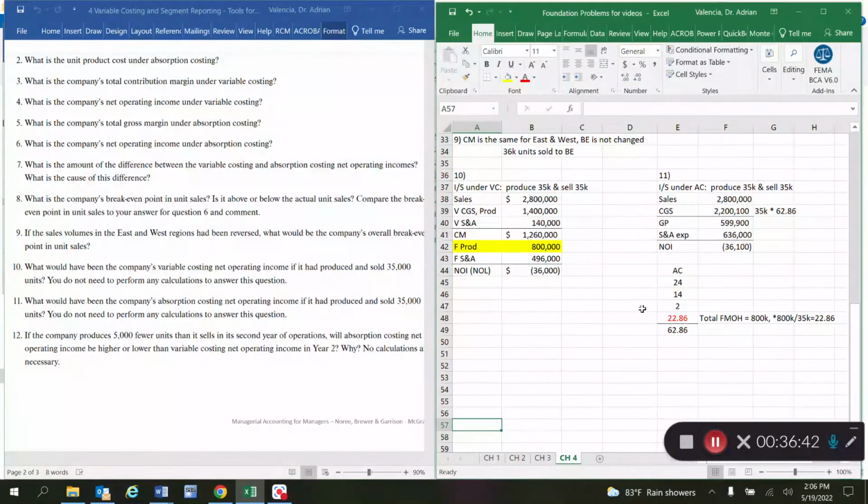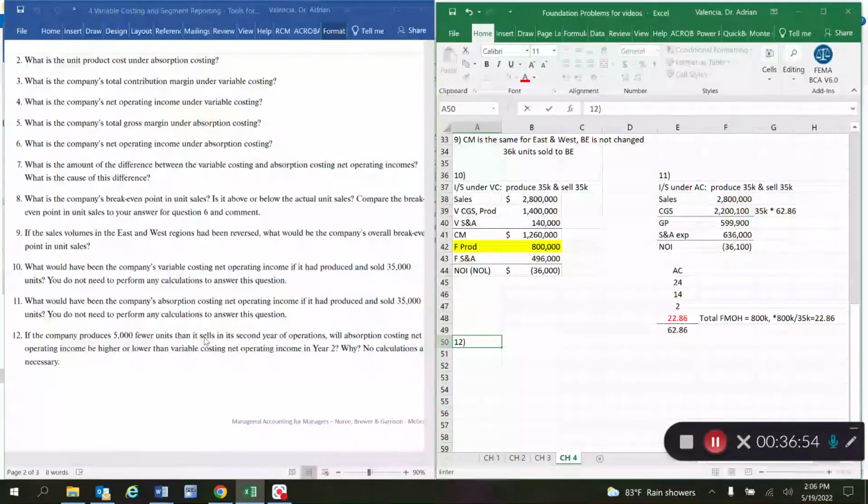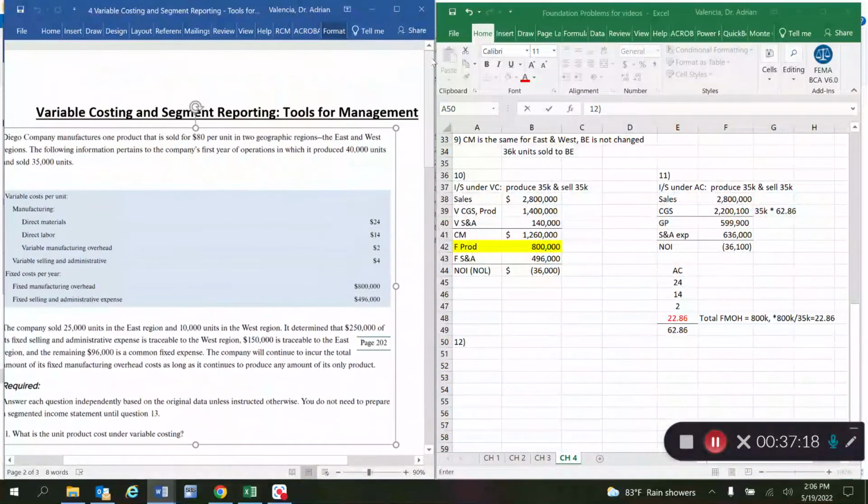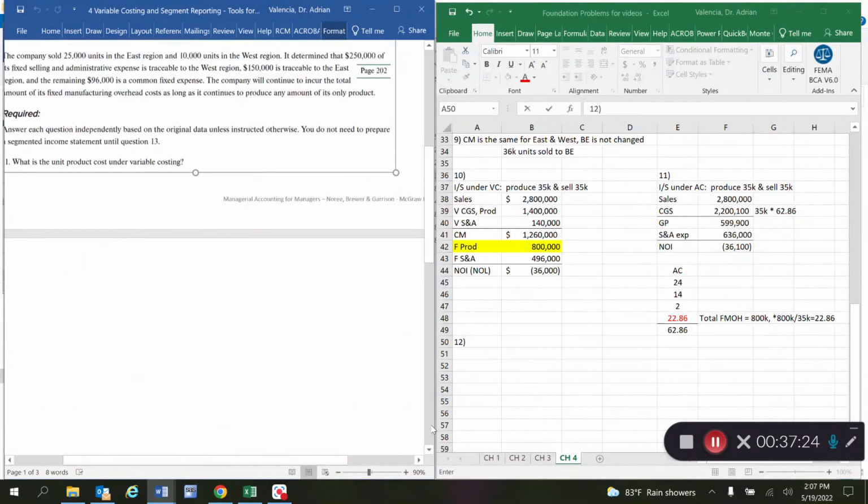All right, so let's move on to number 12 here. And number 12 says, if the company produces 5,000 fewer units than it sells in its second year of operations. In other words, since we built up inventories in the first, recall that each question is independent of the others, okay? So this refers back to the fact that we made 40,000 units and we sold 35,000. If that's the case, we have 5,000 units in inventory for next period. So that's what they're saying here.